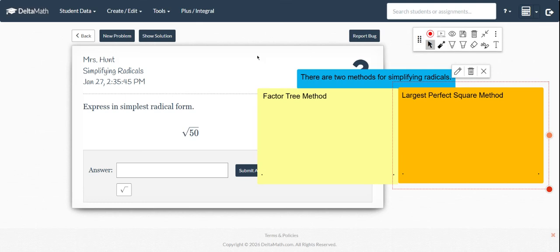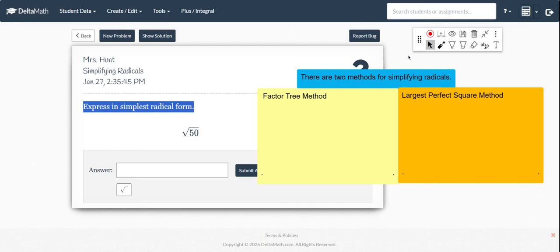All right, team, we're going to review expressing a radical in simplest radical form. So I want to point a few things out first before we begin. Some radicals are perfect squares. For example, 36 is made up of 6 times 6. So the principal square root of 36 is 6.